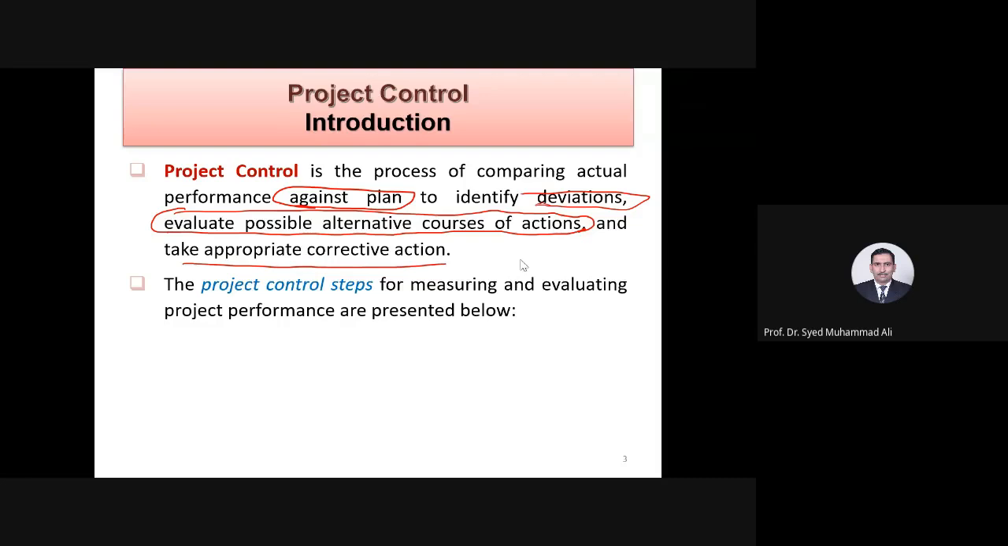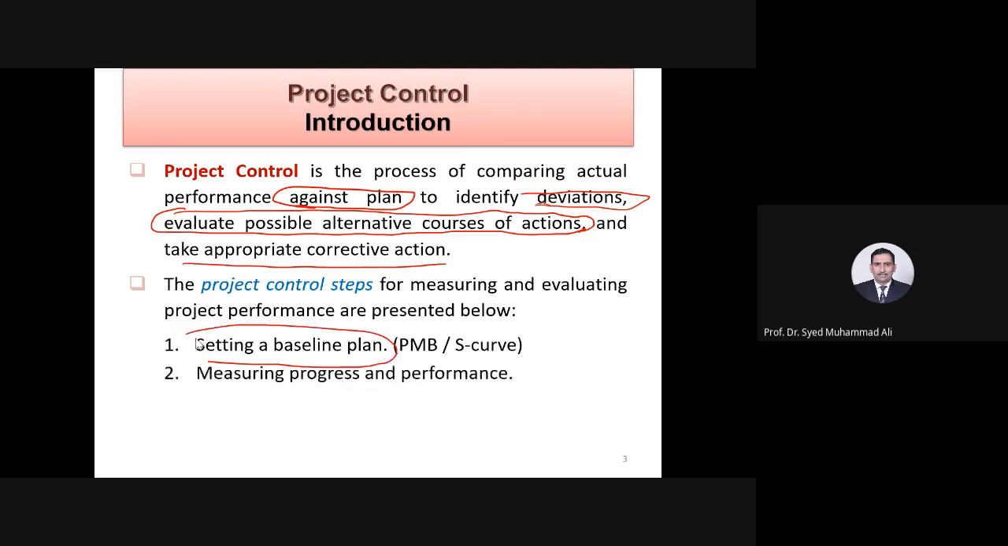The project control steps for measuring and evaluating project performance are presented below. So let's see what those are. Number 1, setting a baseline. I just emphasized that, so let me not re-emphasize. The first step is the baseline. Number 2, measuring progress and performance on a daily basis.